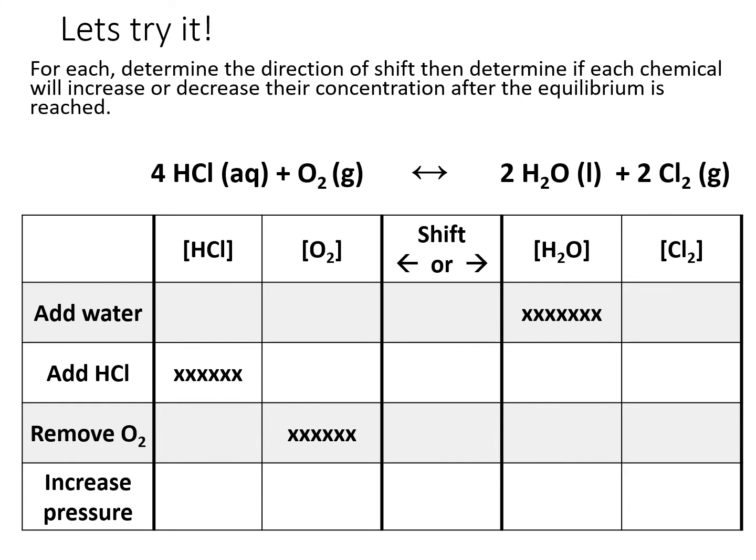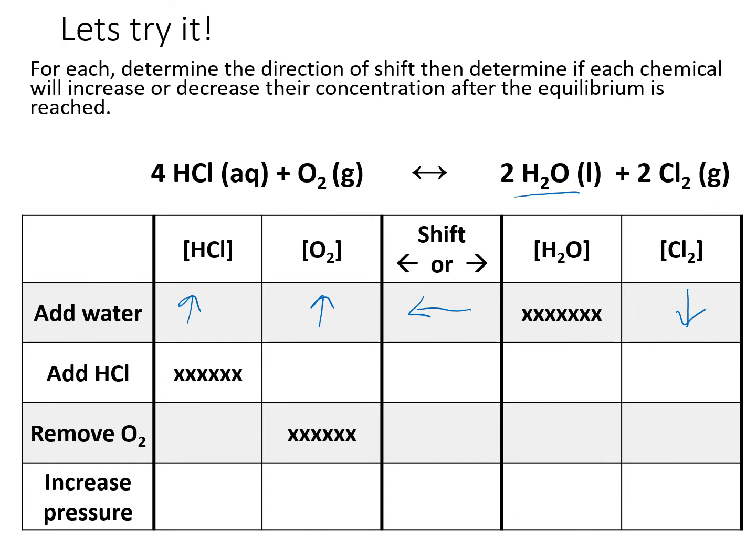If we add water, so water is a product, if we increase that amount of product, predict which way it will shift. Hopefully you said towards the left. So that will increase our amount of reactants. So we'll have more hydrochloric acid and more oxygen gas. And we will use up some of the chlorine in that process. So adding more water will cause that chlorine to get used up to form the HCl and the O2.